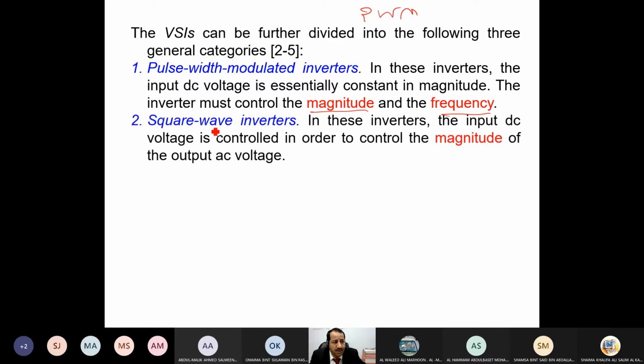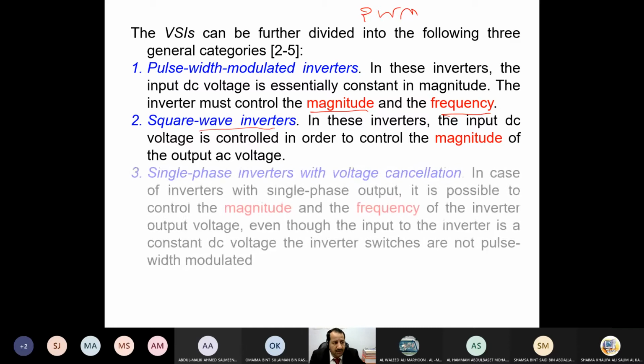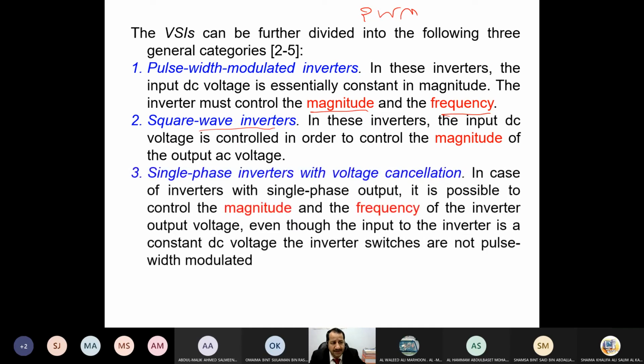Another one is the square wave inverter. In the square wave inverter, we have to control the DC input to control the output. Now, the last one is the single phase inverter with voltage cancellation. Just a minute here, it is single phase. Does this mean it is not applicable for three phase? Yes, correct. It is not applicable for three phase, it's only for single phase.